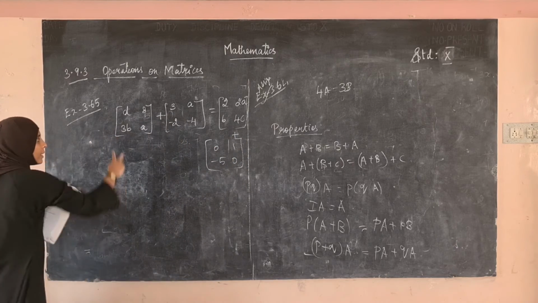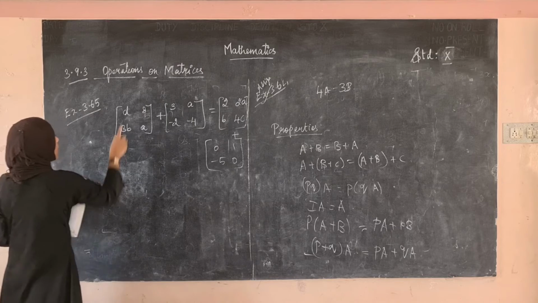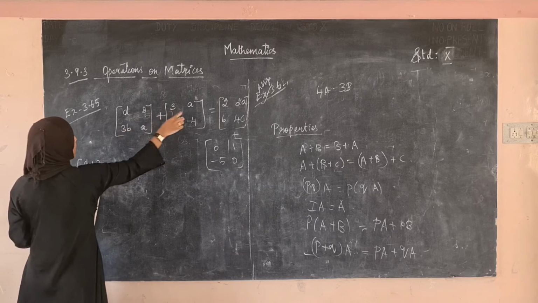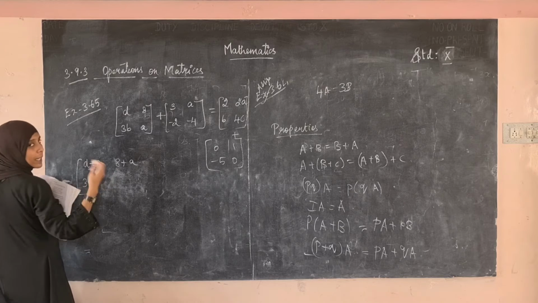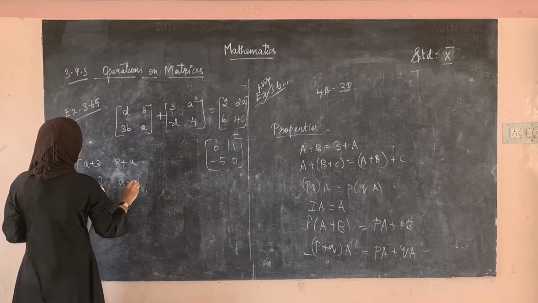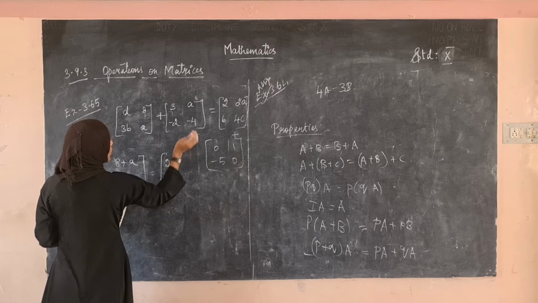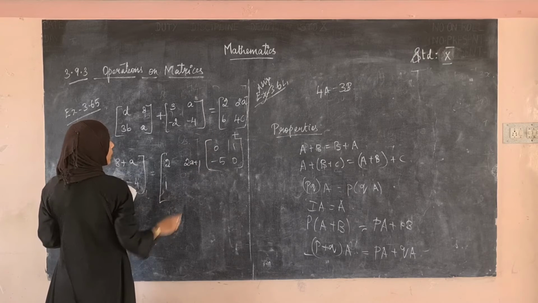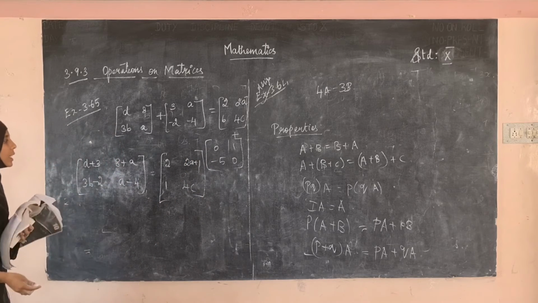First, we add the left hand side and the right hand side and arrive at a single matrix on both sides. This can be written as D plus 3, 8 plus A, and here 3B plus minus 2 becomes 3B minus 2, and here A minus 4 is equal to 2 plus 0 is 2, 2A plus 1, and 6 minus 5 is 1. 4C plus 0 is 4 into C. Now this is the equal matrix.